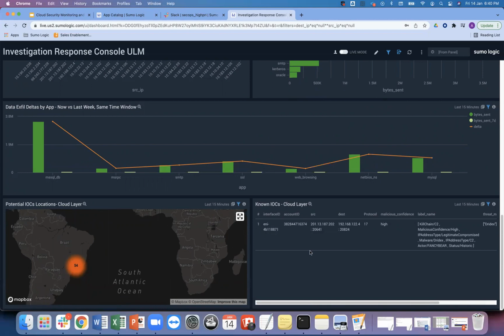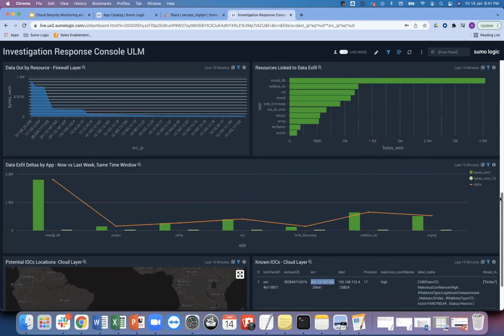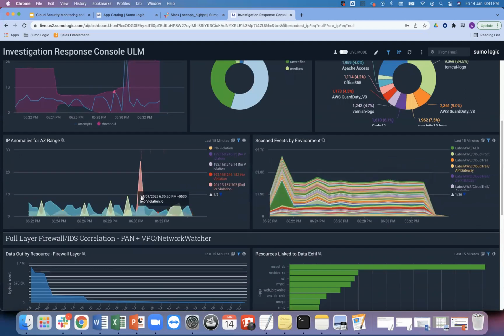the threat intelligence table has also identified a known IOC, a known indicator of compromise, happening on a particular IP. And I can quickly correlate that this is the same IP on which I have found a lot of IP anomalies happening, right? I'll just copy this IP for the moment and then go back to this particular graph where the IP anomalies trend is going higher.